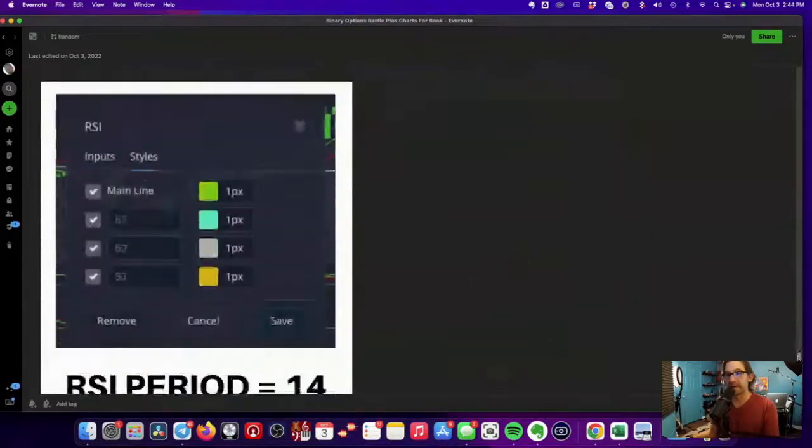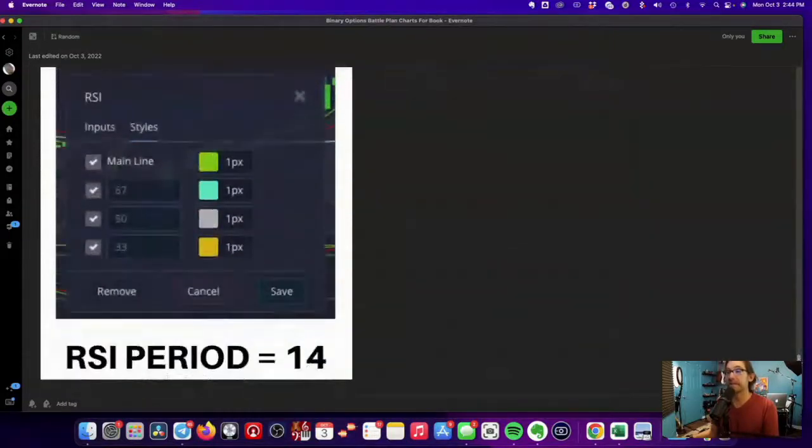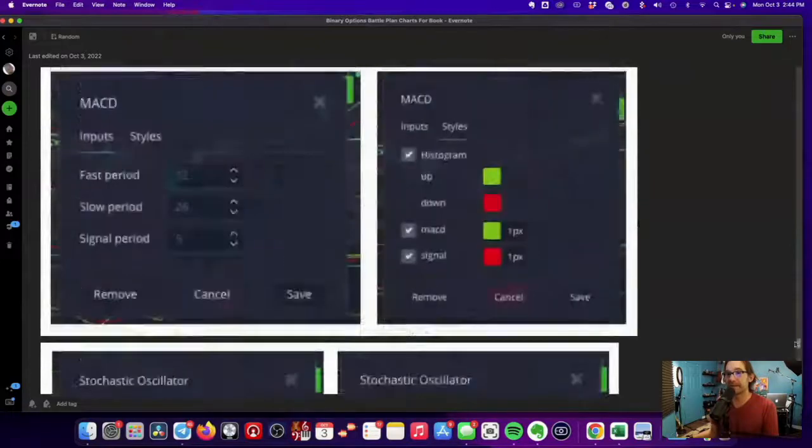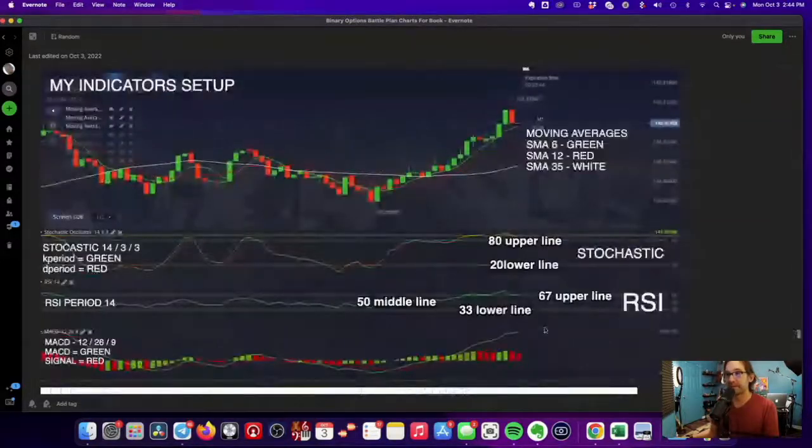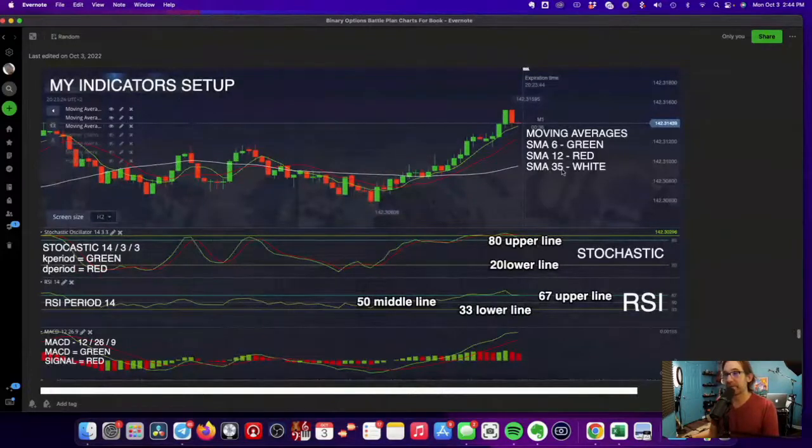And then RSI, I'm using the RSI a little bit in this method, but it's really the MACD and stochastic, and then the moving averages. The moving averages are set up at 6, 12, and 35. So all of this makes sense. You can pause the screen and set up your indicators if you want to. Here's the screen where you would set up your indicators: stochastic, your MACD, and your moving averages. We're in 1 minute candles.